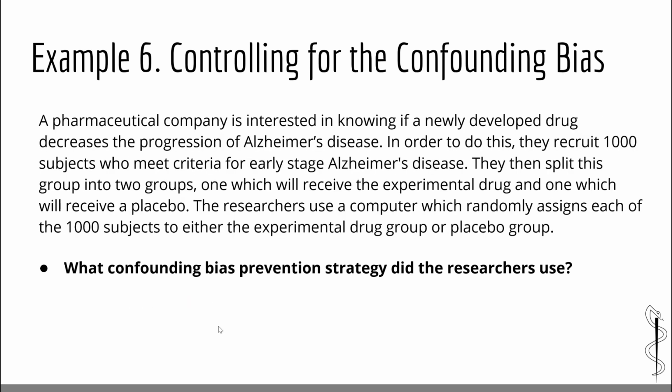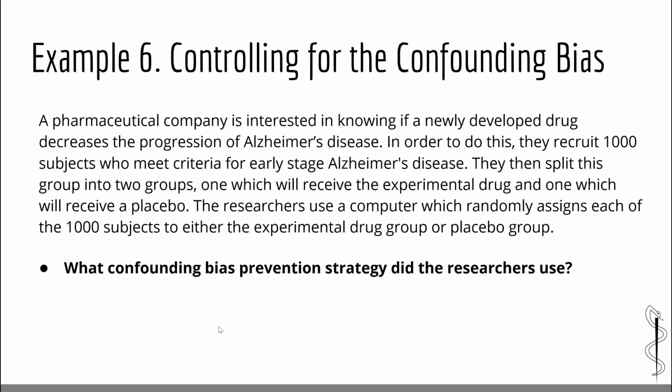Next example. A pharmaceutical company is interested in knowing if a newly developed drug decreases the progression of Alzheimer's disease. In order to do this, they recruit 1,000 subjects who meet criteria for early-stage Alzheimer's disease. They then split this group into two groups, one which will receive the experimental drug and one which will receive a placebo. The researchers use a computer which randomly assigns each of the 1,000 subjects to either the experimental drug group or the placebo group.